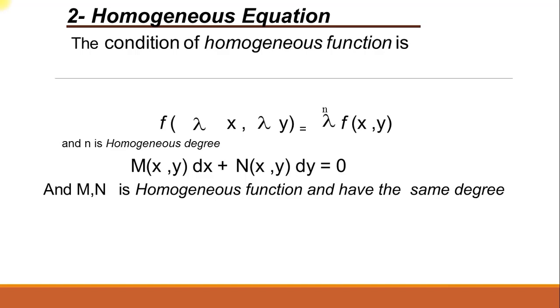First of all, note what a homogeneous function is. The condition of a homogeneous function is this: if a function f of lambda x comma lambda y can be written as lambda power n f of x comma y, where n is the homogeneous degree, then the function is a homogeneous function.